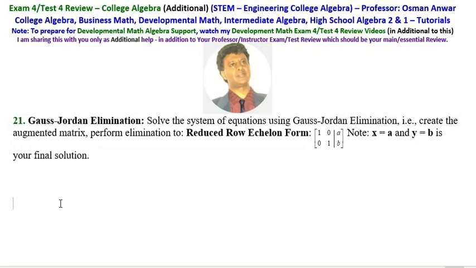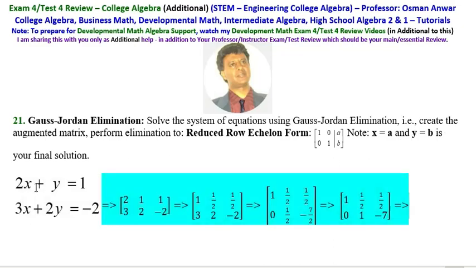Number 21 is Gauss-Jordan Elimination. Solve the system of equations using Gauss-Jordan Elimination, that is, create the augmented matrix, perform elimination to reduced row echelon form, that is, ones in the diagonal, 0 above and below the diagonal, and the result is A, B. That means x equals A, y equals B is your final solution. So this is 2x plus y equals 1, 3x plus 2y equals minus 2.